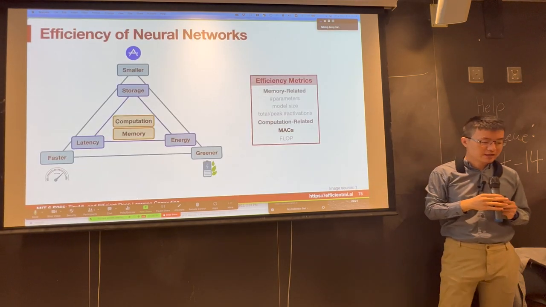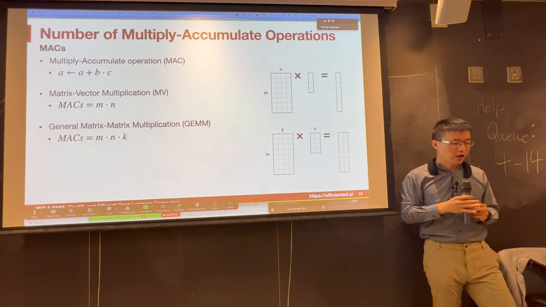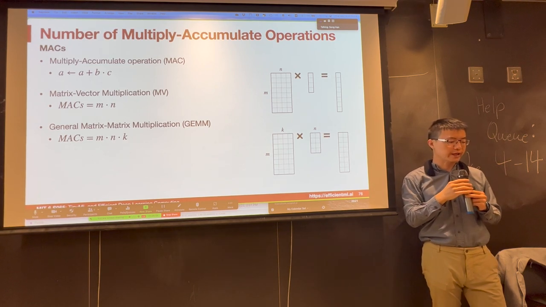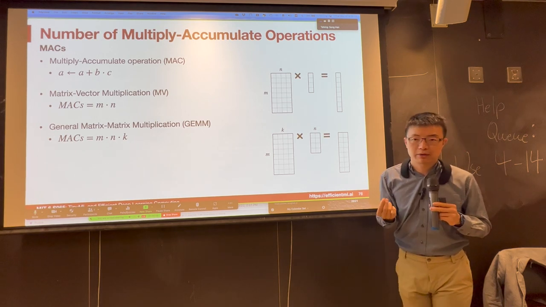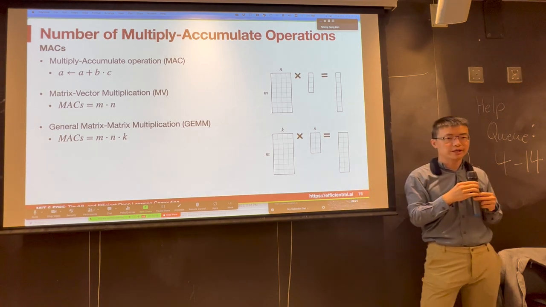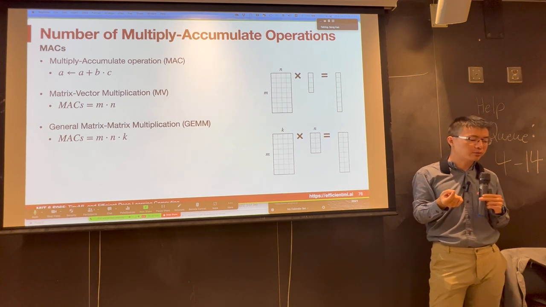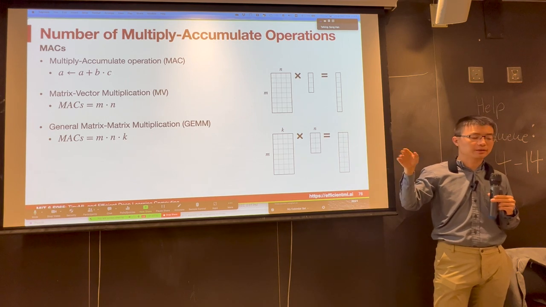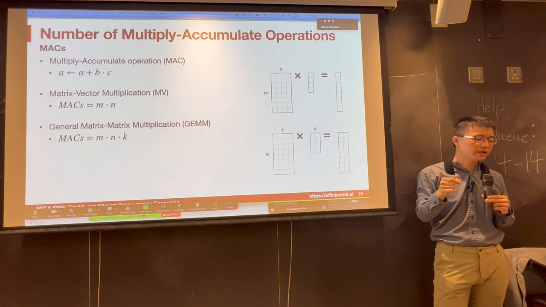All right, the last metric is the number of MACs. How do we calculate the number of computations required to process this neural net? We are going to introduce MACs, which is the number of multiply and accumulate operations. Each multiply and accumulate operation is basically A equals A plus B times C. We multiply B and C and accumulate that on A.